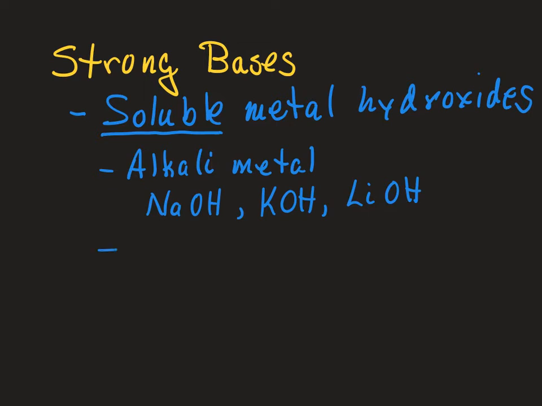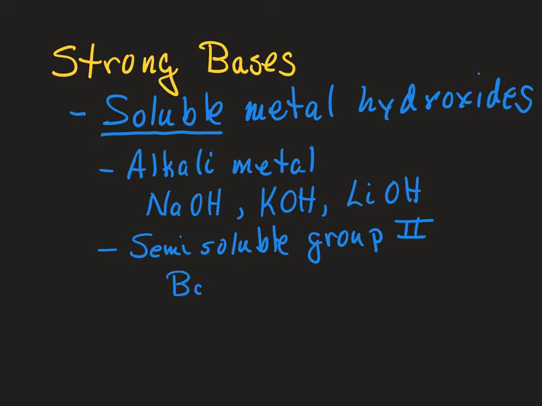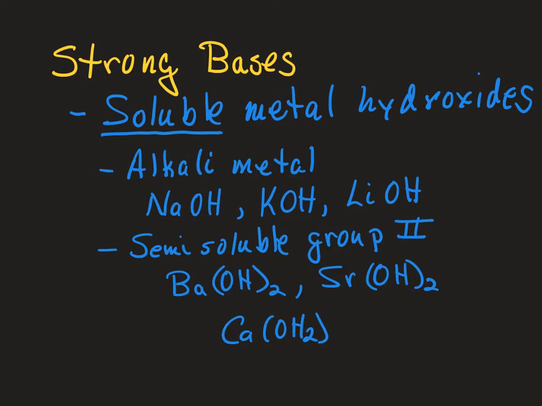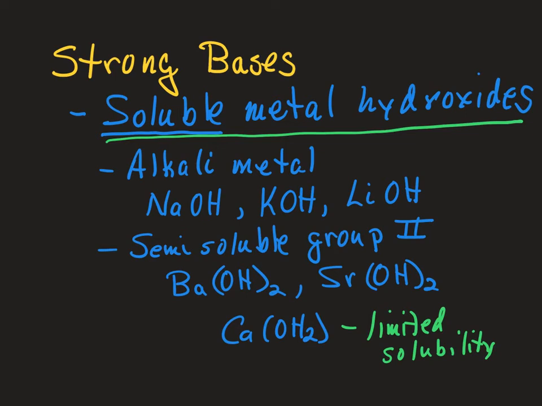The other group we've got is the semi-soluble group 2 metals. So that's barium hydroxide, strontium hydroxide, and then calcium hydroxide. But we have to remember that calcium hydroxide has limited solubility in water. You can't get much of it to dissolve, but the part that does dissolve dissociates completely, and therefore it acts like a strong base. So our first group of strong bases are the soluble metal hydroxides, and we need to remember our soluble metal hydroxides.